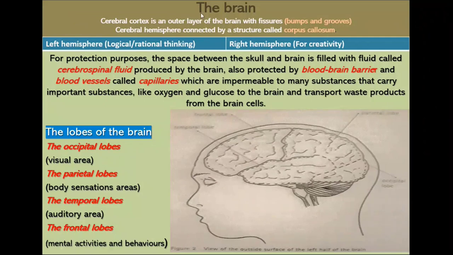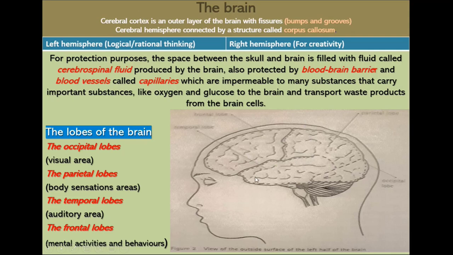Okay, the brain. Cerebral cortex, going deep, the brain. The cerebral cortex is an outer layer of the brain, which features bumps and grooves. You open the structure of your brain. It says the cerebral cortex is an outer layer of the brain, which features bumps and grooves. You see, the brain is not smooth. It's an organ that is not smooth. There are grooves and bumps. That's your brain. Cerebral cortex, the outer layer of the brain.